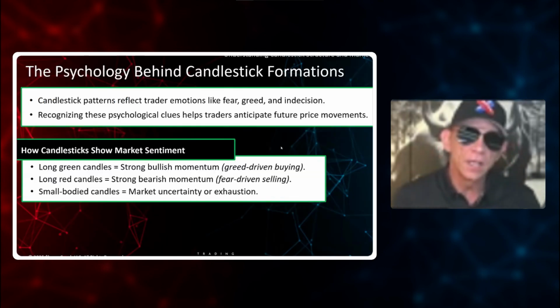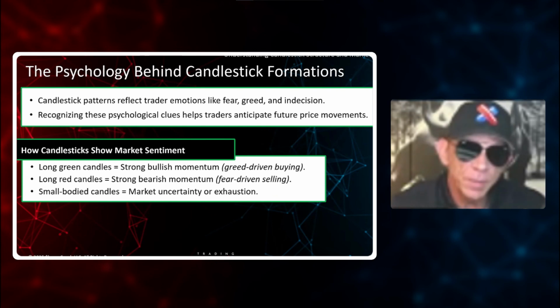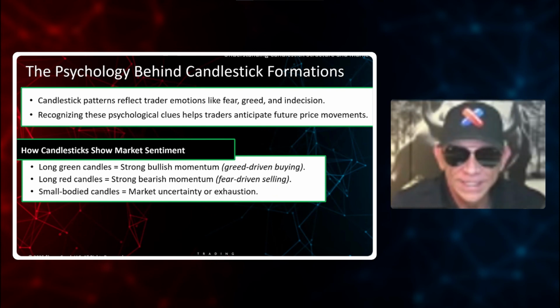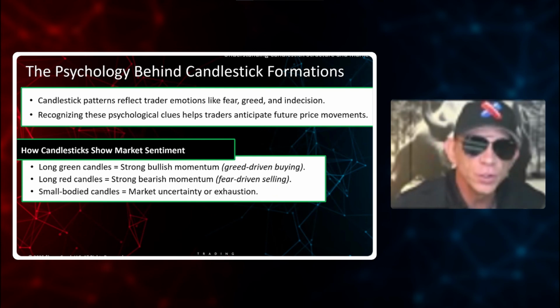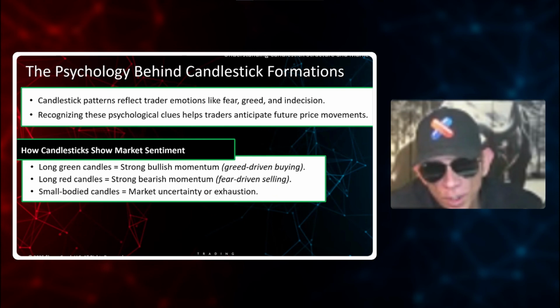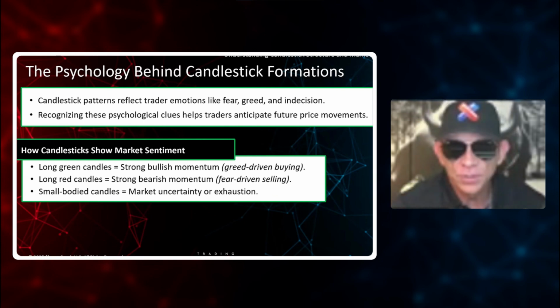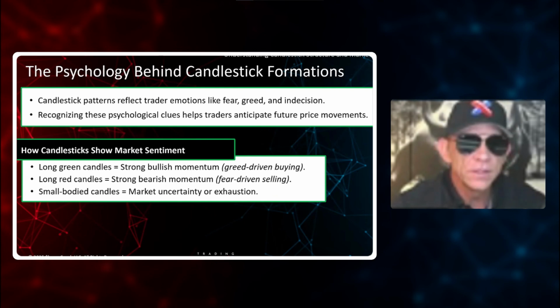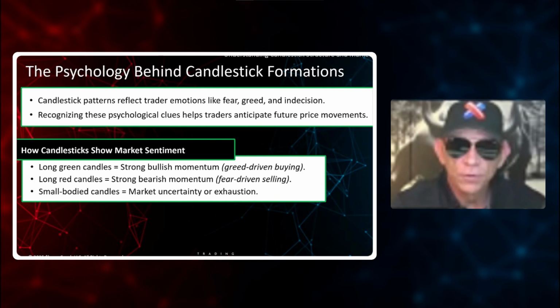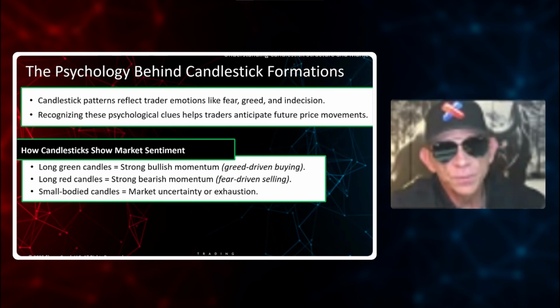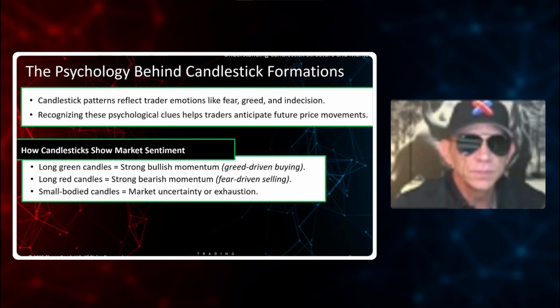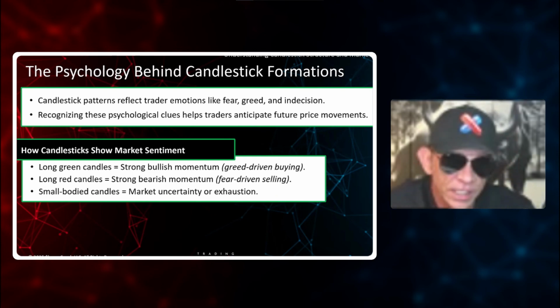Okay, so let's talk about the psychology behind candlestick formations. Candlestick patterns reflect trader emotions like fear, greed, and indecision. Recognizing these psychological clues helps traders anticipate future price movements. So how can a candlestick show market sentiment? Well, long green candles show strong bullish momentum, oftentimes greed-driven buying or buying that has urgency to it. Then we can have long red candles. Long red candles show strong bearish momentum, fear-driven selling, puking, again, urgency. Then we have small-bodied candles. Small-bodied candles represent market uncertainty or exhaustion.